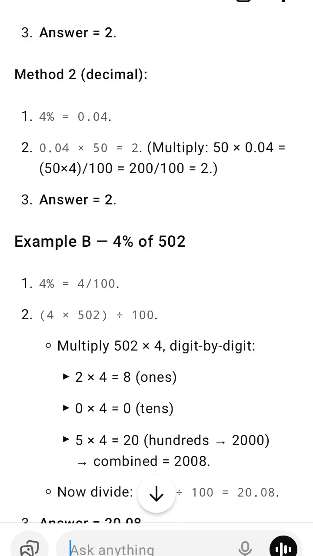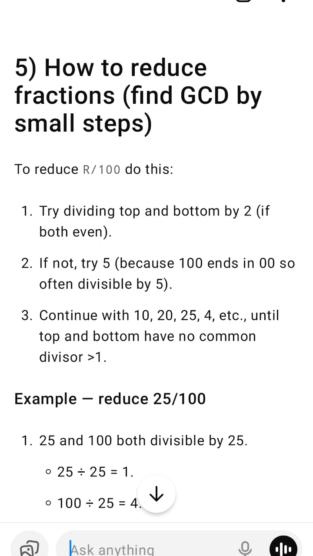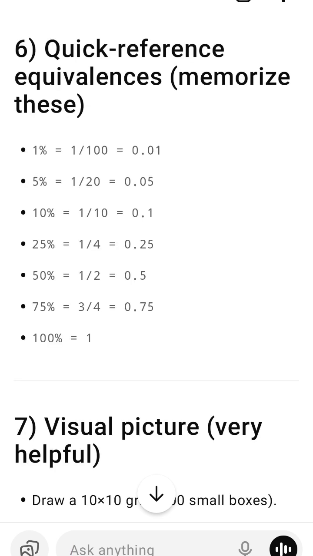Percent to fraction. Rule: write as R/100, then reduce to lowest terms. Examples: 8% equals 8/100 equals 2/25. 75% equals 75/100 equals 3/4. 80% equals 80/100 equals 4/5. 1.5% equals 1.5/100 equals 15/1000 equals 3/200.